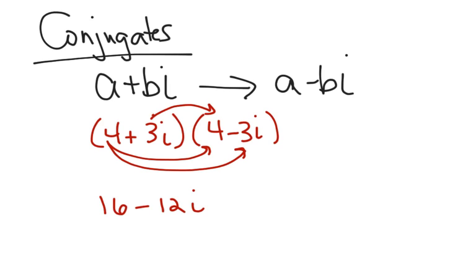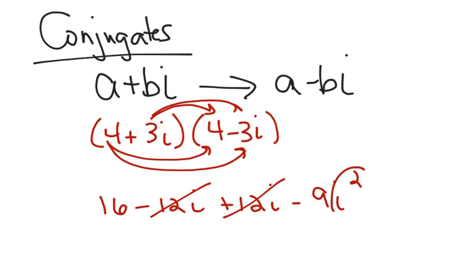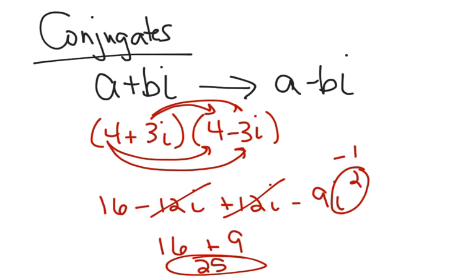Now let's distribute this, and I get plus 12i minus 9i squared. These are opposites and they cancel. i squared is negative 1, so this becomes 16 plus 9, which is 25. It's the fun thing about conjugates. It made the i's go away.